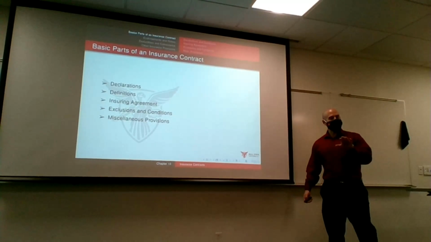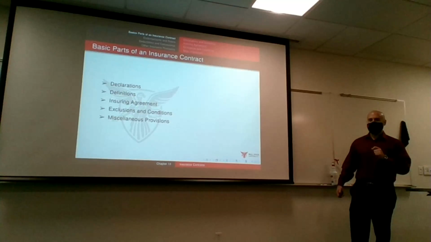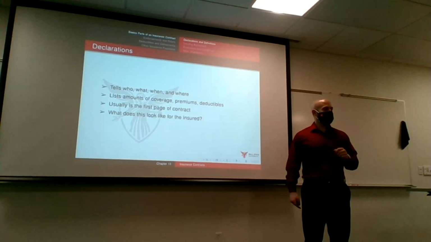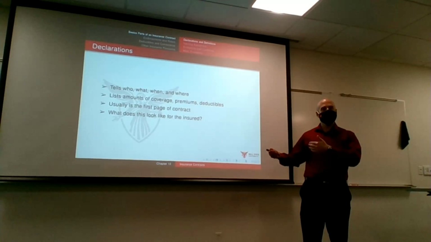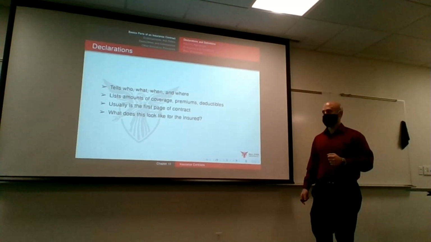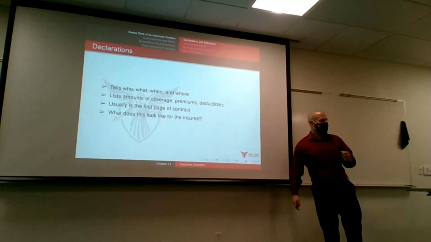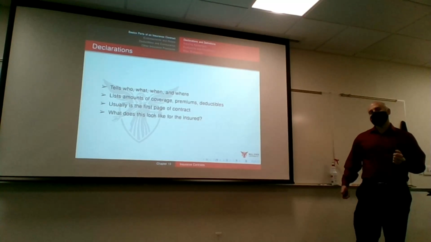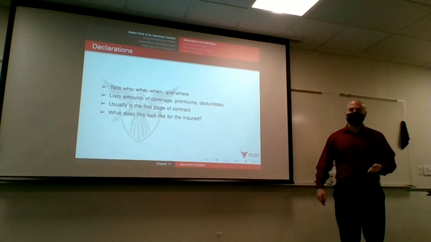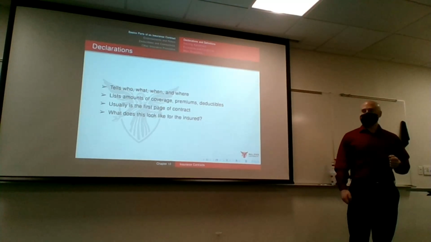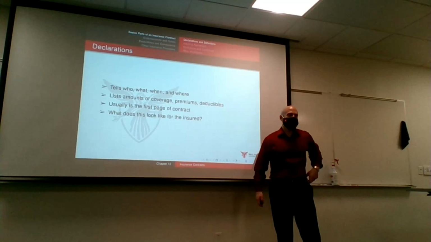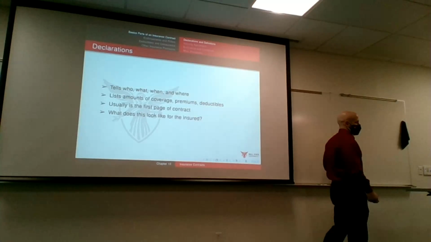So let's get started with what we tend to see on the very first page of most insurance contracts, and that's the declarations page. A very quick way to think about this is the page that tells you the who, what, when, and where. Who is covered as the insured, what property may be covered, when that coverage is offered, and where that coverage is good. It's often the first page of a contract.